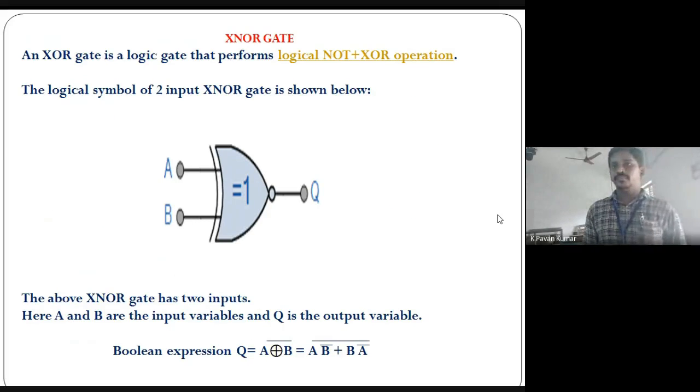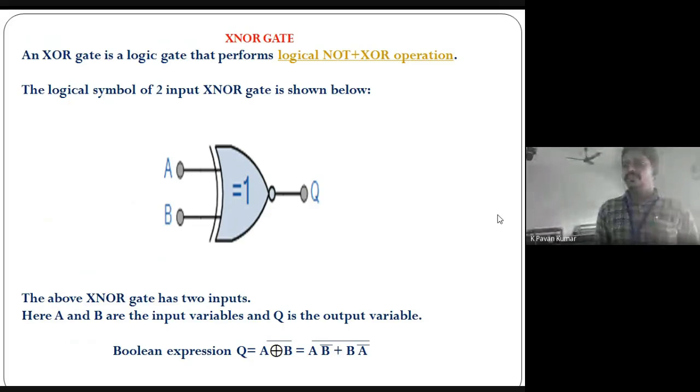And finally, XNOR logic. This is a combination of NOT gate and exclusive OR gate. An XNOR gate is a logic gate that performs the logical NOT XOR operation. The logical symbol of the two input XNOR gate is shown below. In this symbol, we have two binary variables A and B as the inputs, and we get only one output Q, which is equal to A plus circle B whole bar.